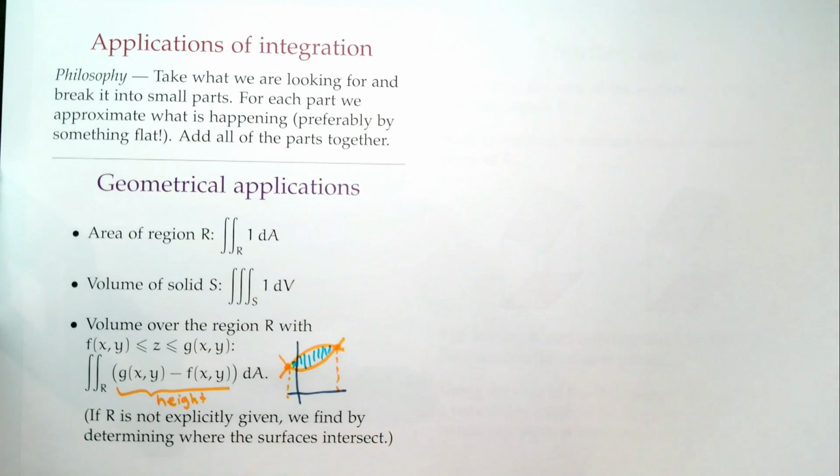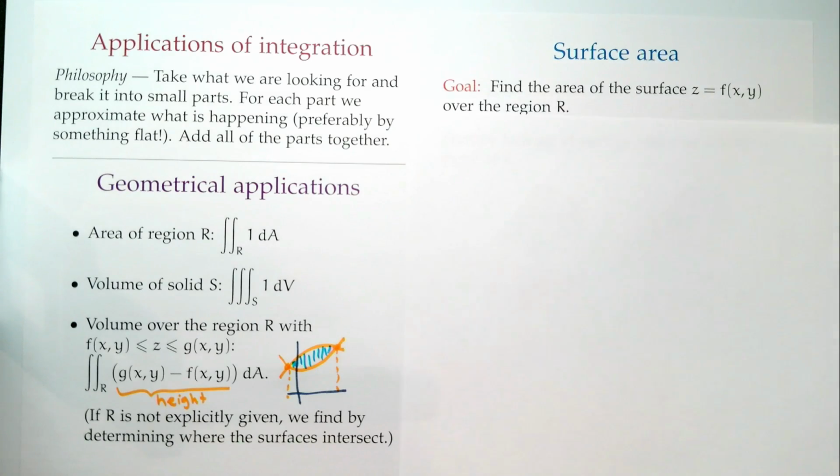Well, that's stuff we know. We want to do something we don't know yet. So our goal for the next little bit is surface area. So I have z equals f of xy. It's some surface. And I want to find the area of the surface over a particular region R.